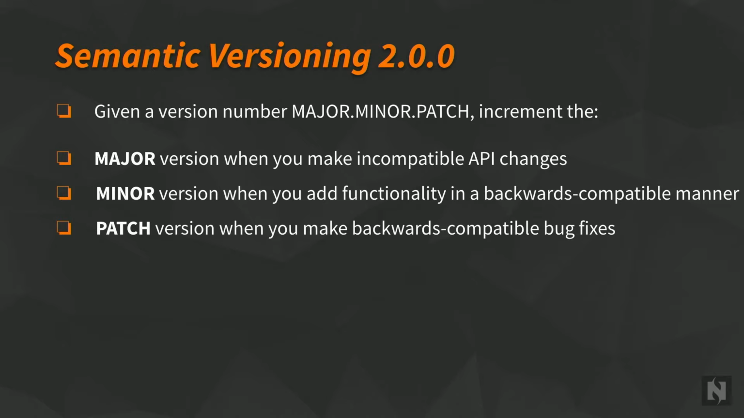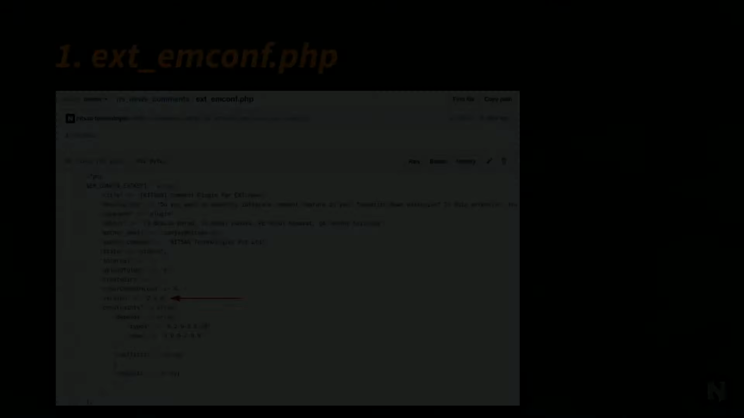So whenever you are going to upload your extension to TER or somewhere, just take care, so people can understand, okay, this is a minor version or this is a major version, this is just a patch version, so they can decide well whether to upgrade or not, right? You can get more information at semver.org to know about this.